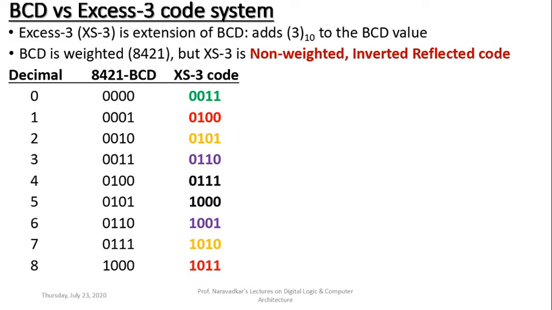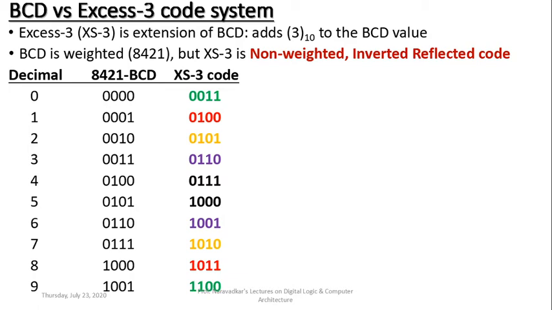Decimal 8. 8 plus 3 is equal to 11. In binary form, it is 1011, shown by red color. And then decimal 9, that is 9 plus 3 is equal to 12, that is 1100, which is shown as the last entry. Now deliberately, the color combination taken here for the XS3 code in the last column has been taken in a different way.